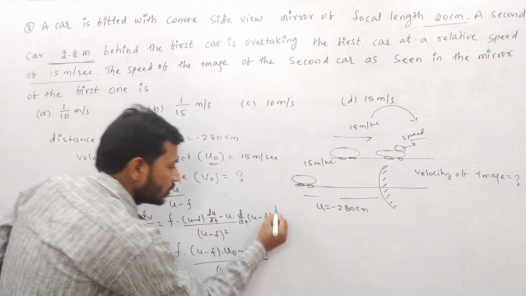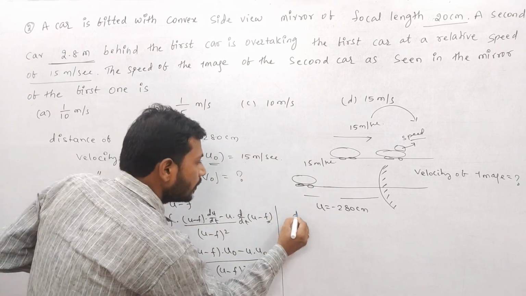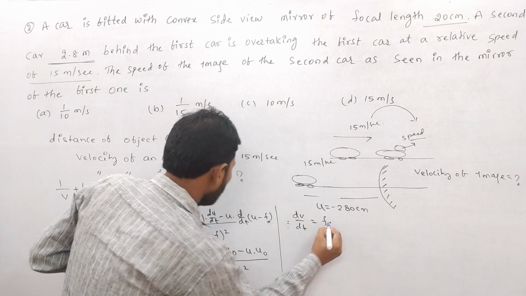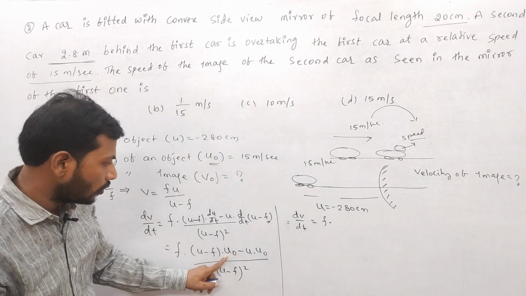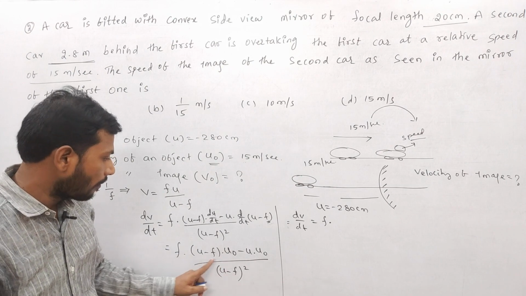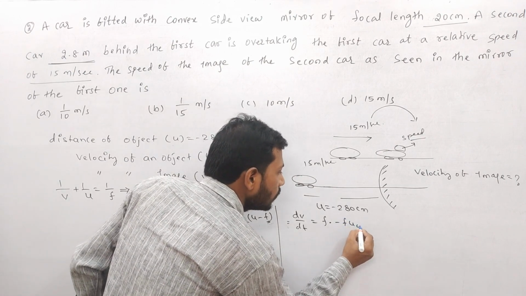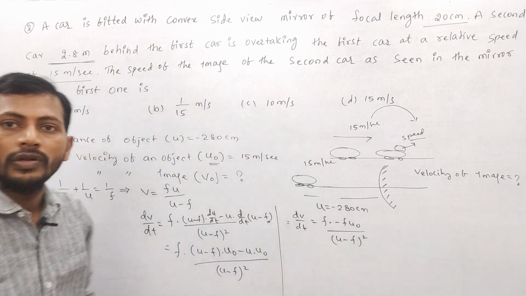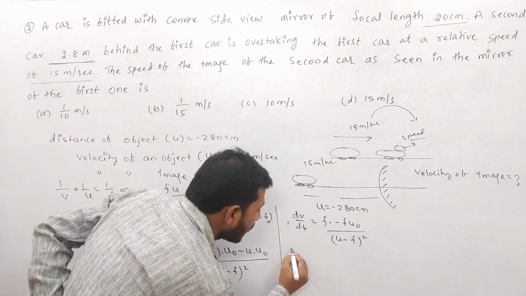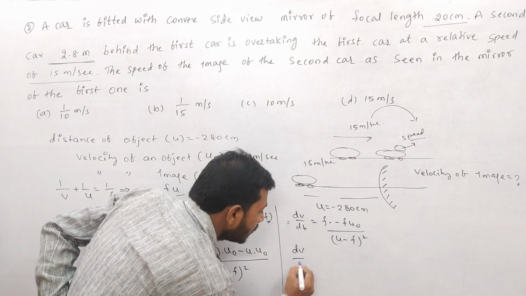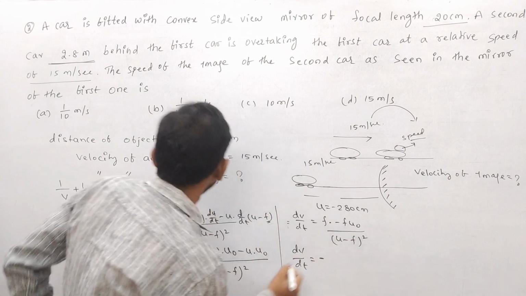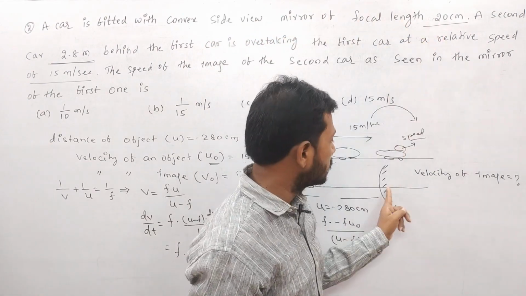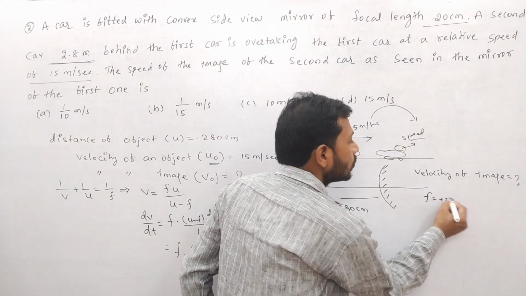Then you are going to get dv by dt, the velocity of the image, equals f into, observe here children, u into u naught minus u into u naught gets cancelled, then minus f u naught divided by u minus f whole square. So please substitute the values and you are going to get the answer. dv by dt, the velocity of the image, equals minus, what is the value of f? Focal length is given to us. How much is the focal length given? 20. This is convex, positive side, f equals plus 20.